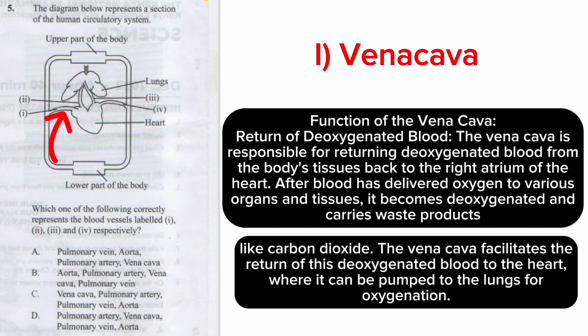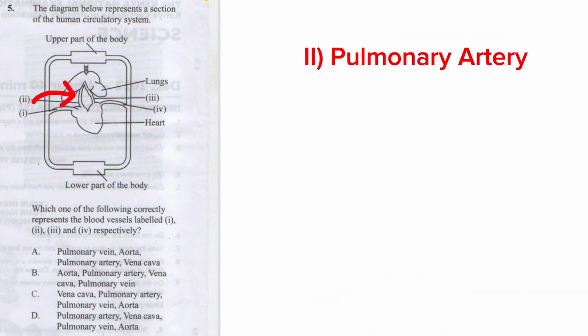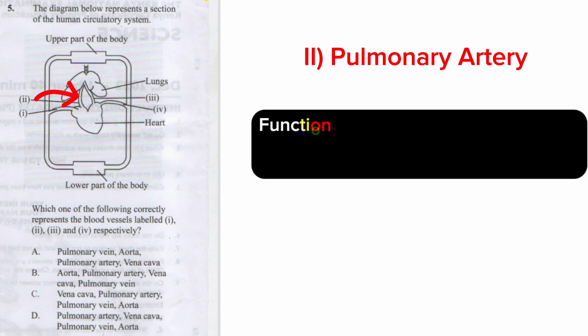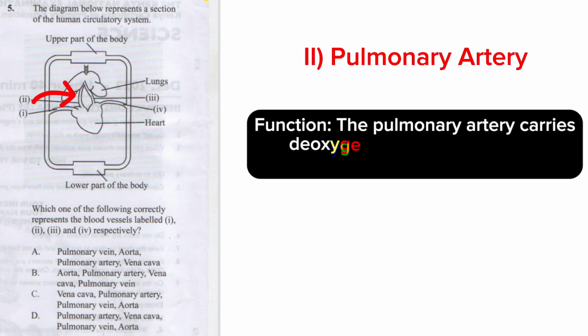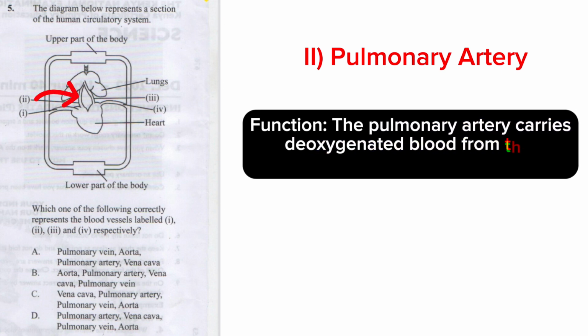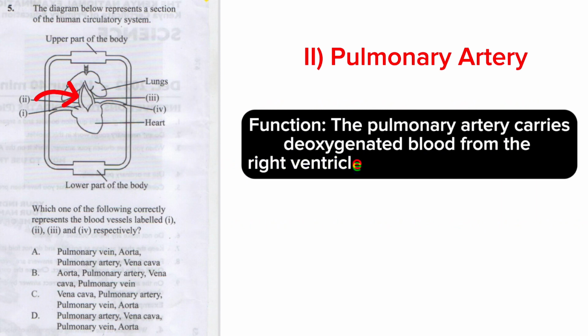So it carries the deoxygenated blood back to the heart, and thereafter from the heart it will be moved to the lungs via the pulmonary artery. The pulmonary artery carries deoxygenated blood from the right ventricle of the heart to the lungs. Or you can just say it carries deoxygenated blood from the heart to the lungs.